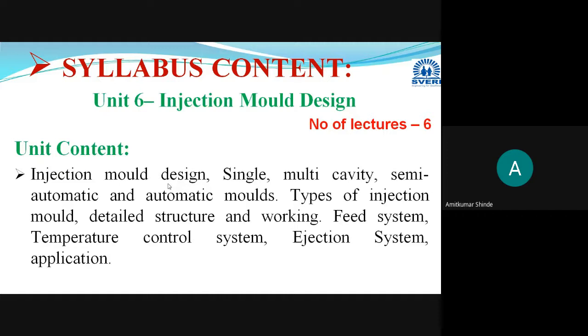Then in the sixth chapter, here also we are going to make one design, mold design for injection mold. This is the injection manufacturing process which we are using to manufacture different plastic components. And for that we require some mold, and that mold design we are going to discuss here. With this mold design we are going to discuss the feed system, then temperature control system, and ejection system along with their applications in brief. This is the sixth chapter.